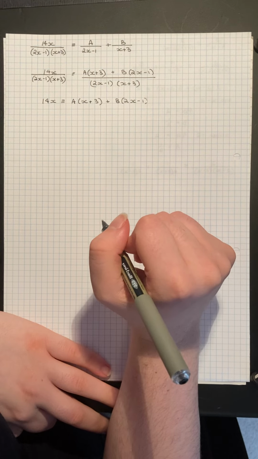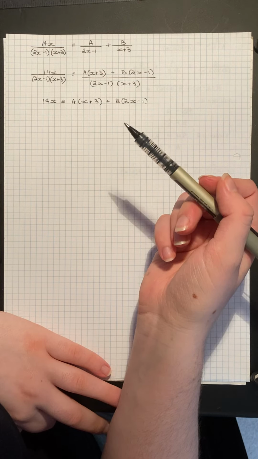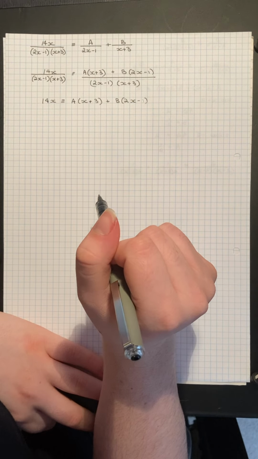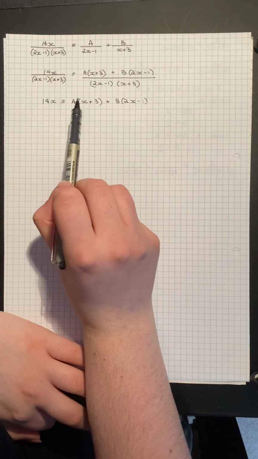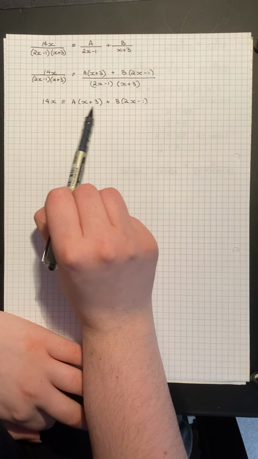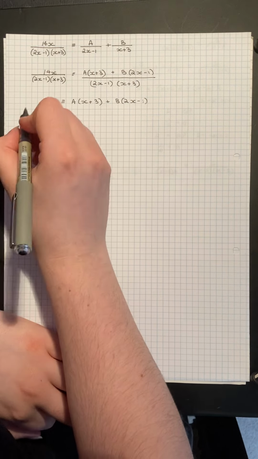Okay, now I want to find out what these values of a and b are. It's an identity, so it's true for all values of x. So I can just substitute in some strategic values of x that will allow me to find out a and b. So let's think about what would make this bracket equal to 0, which would get rid of a. That would be x is minus 3.